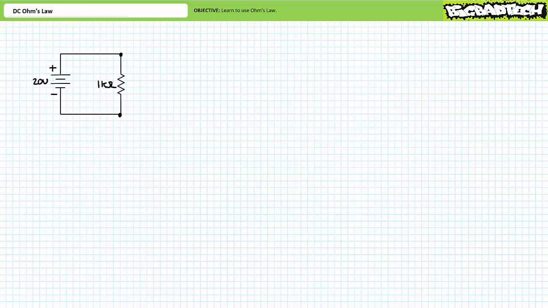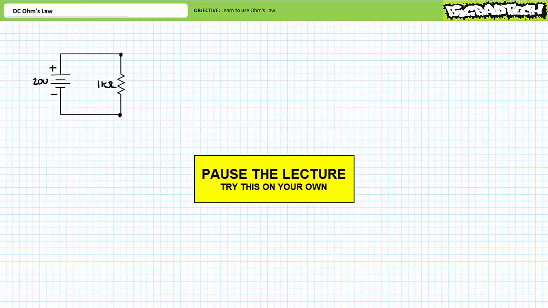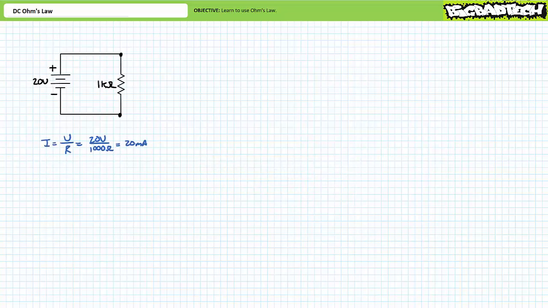Let's say we're tasked with building this simple circuit where a 20-volt source is supplying current to a 1 kilo-ohm resistor. Do the calculations first. What's the current you would expect flowing through this circuit? By all means, pause the lecture and try this on your own. If you're tracking, you should have obtained the following results. Current is voltage over resistance.